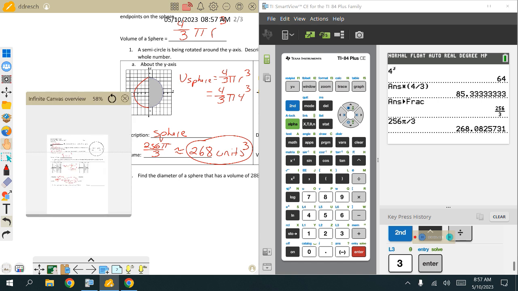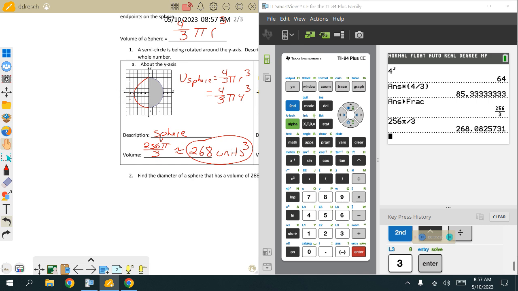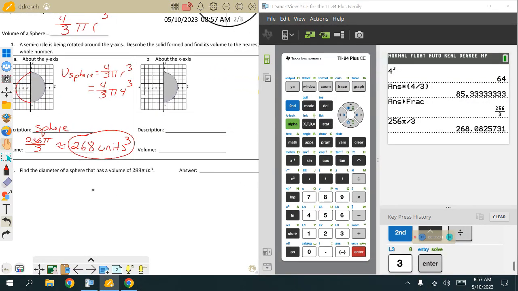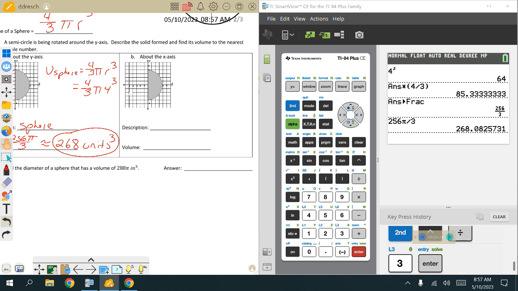Okay, on the next question, we're revolving about the x-axis. And what do we get on the x-axis? A full sphere or a half a sphere? Half a sphere. Really, our picture doesn't change at all, does it? So when we revolve that about the x-axis, we get the exact same picture. We're getting that half circle, which represents half of a sphere. So we call that a hemisphere.